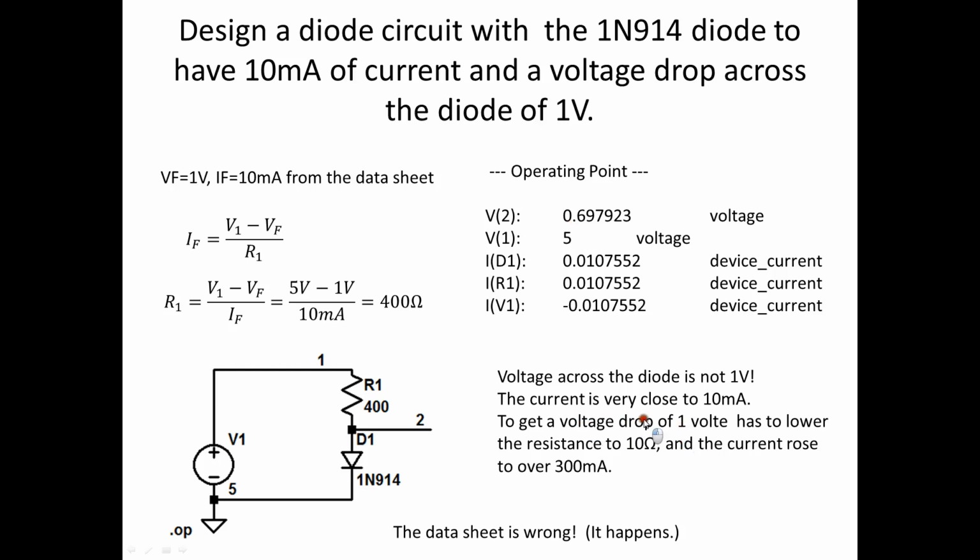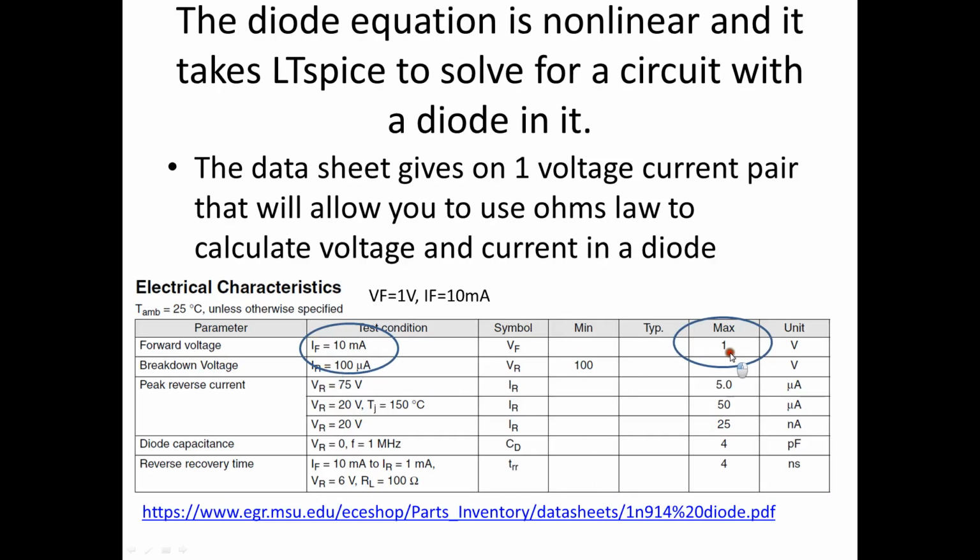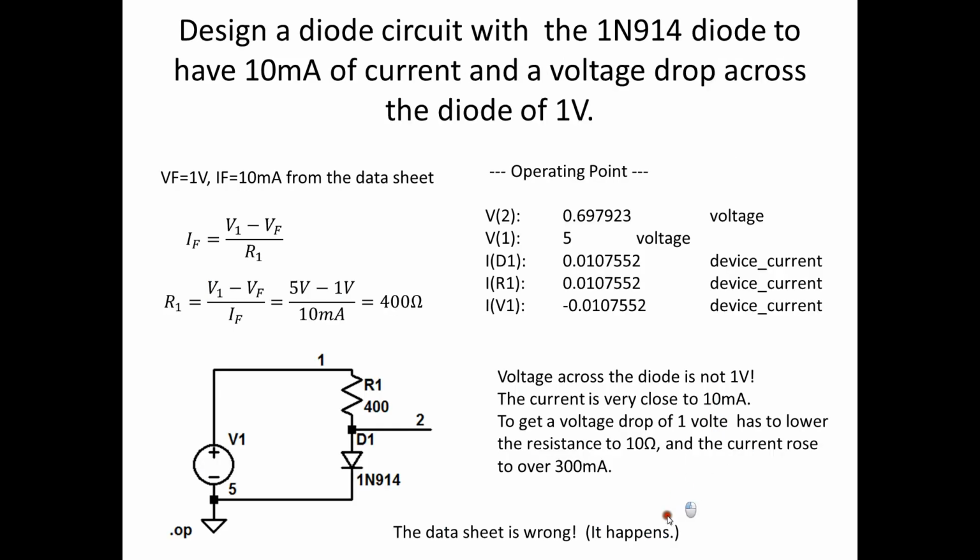In order to get a voltage drop of 1 volt, in fact, I had to change this resistance down to 10 ohms, but what happened? The current went up to 300 milliamps. So, unfortunately, this pair in the data sheet is wrong. And anybody familiar with silicon diodes knows that 10 milliamps in general is going to be 0.65 or 0.7 volts. Okay, it can happen. So sometimes you need to verify.